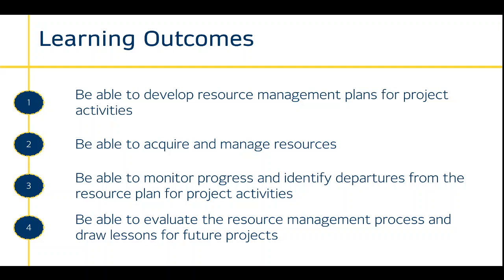Outcome 2 onwards is specific to the project delivery phases. Outcome 2 is being able to acquire and manage resources. Outcome 3 is being able to monitor progress and identify departures from the resource plan and for project activities. And outcome 4 is reflective, you evaluating your resource management process and drawing lessons for future projects.